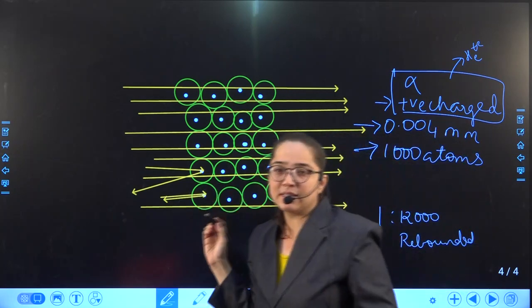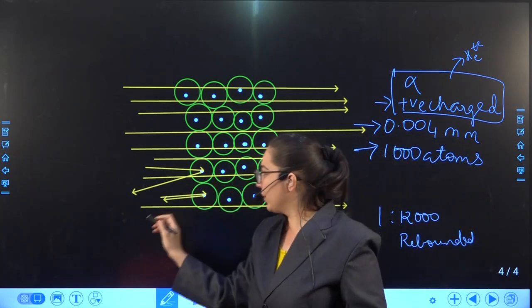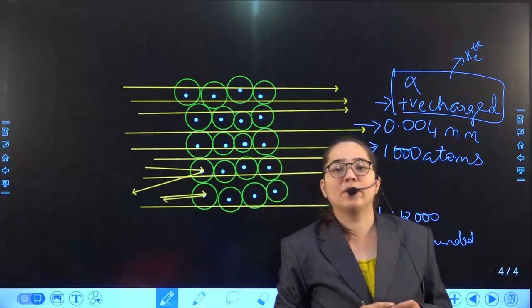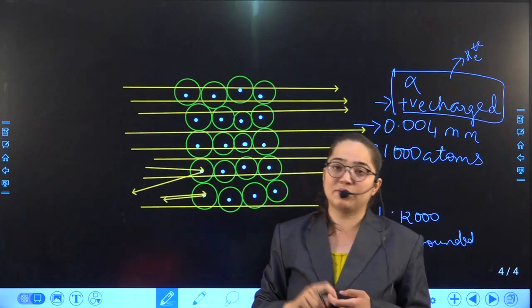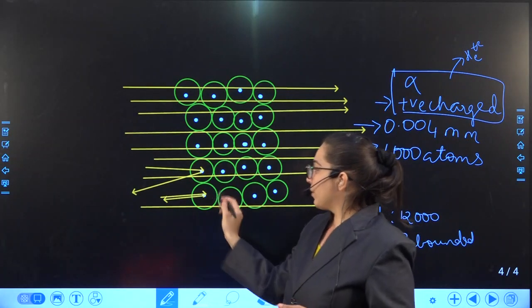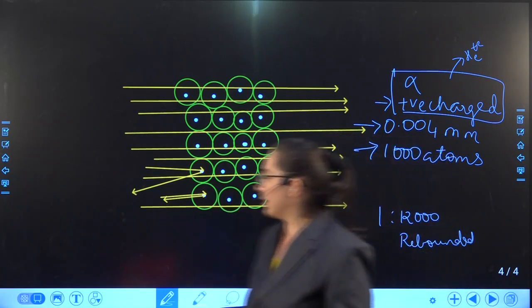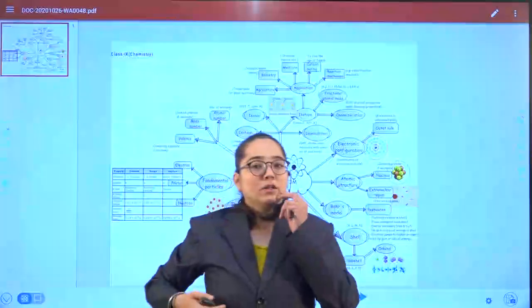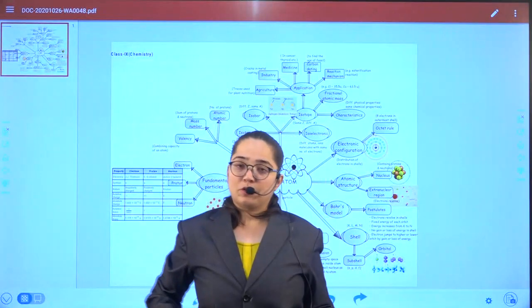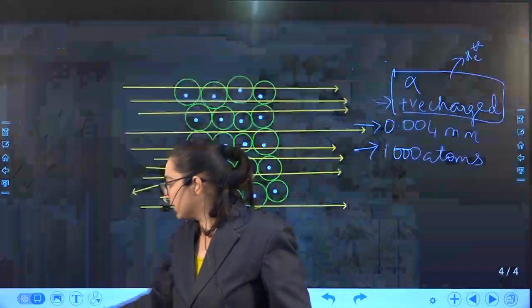So when they are passing and if they are getting rebounded over here, that means at the center of the nucleus there is something which is carrying positive charge. So because there is some fact which is carrying positive charge over here, we can state this. So this is about the complete Rutherford's model. I hope you have understood the content.